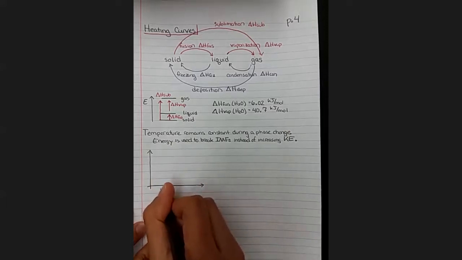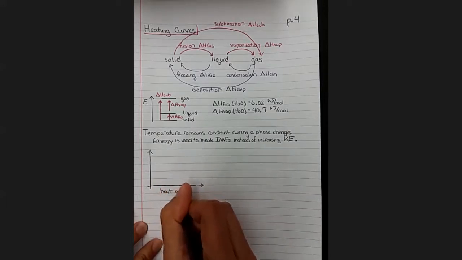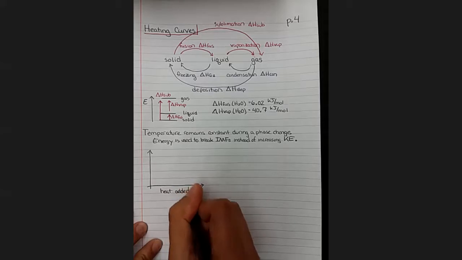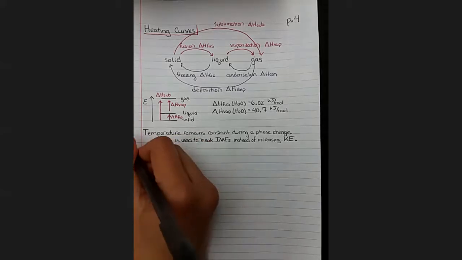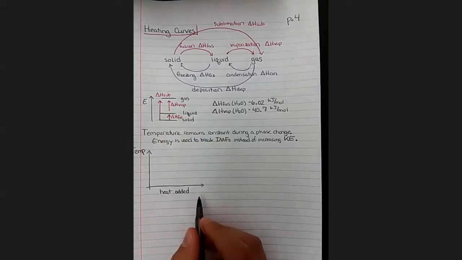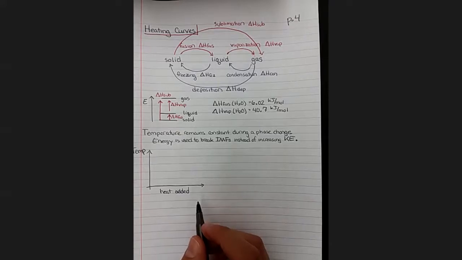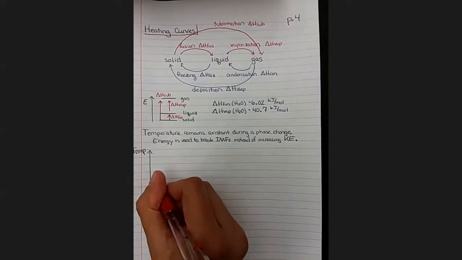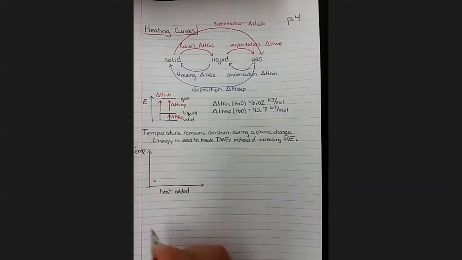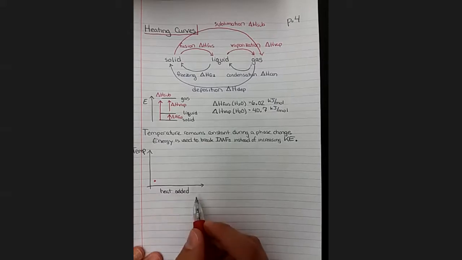So we're going to plot how much heat we're adding to the system here, and we'll plot temperature on this side. So as we move to the right in the graph, we're adding more and more heat. So let's say we're starting with a piece of ice, and a piece of ice is going to be a solid. So here's our piece of ice at a particularly low temperature. What happens as we add heat to the system?